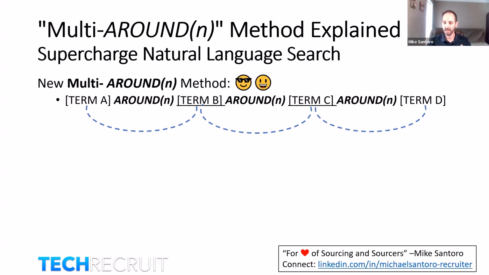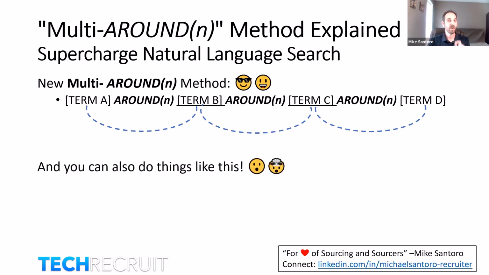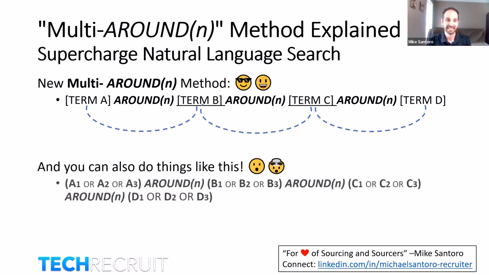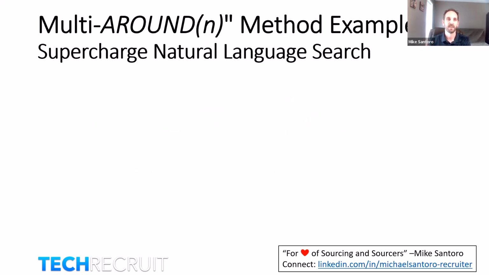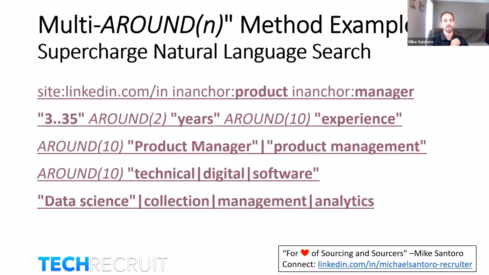And if you're still scratching your head, hang on here. It'll get a little clearer, I think. You can also do crazy things like this. You can do A1 or A2 or A3 around B1 or B2 or B3, around C1, C2, C3. You can do something crazy like that, which is mind-blowing that this actually works, but it does, and it's awesome for natural language search.